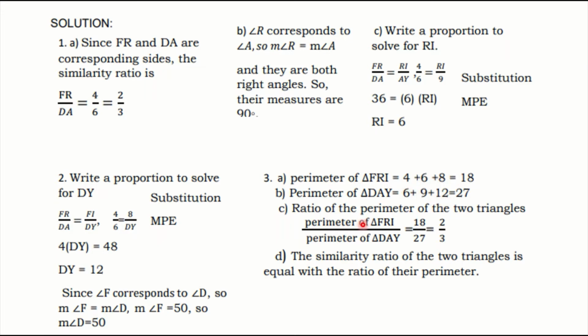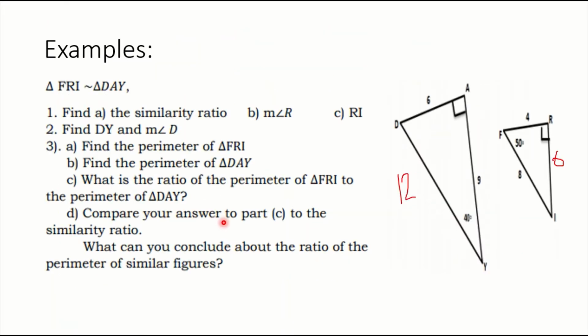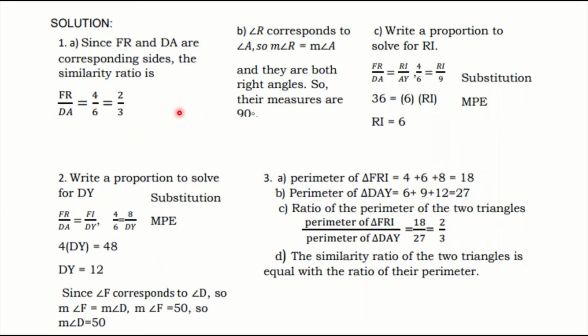Ayan. And the ratio of the perimeter of the two triangles, perimeter of triangle FRI over perimeter of DAY, dahil nga ratio yung hinahanap natin, that would be 18 over 27 or 2/3. Okay? Next, compare your answer to part C to the similarity ratio. The answer in part C is 2/3. And what is the answer in similarity ratio? 2/3 as well. Okay?